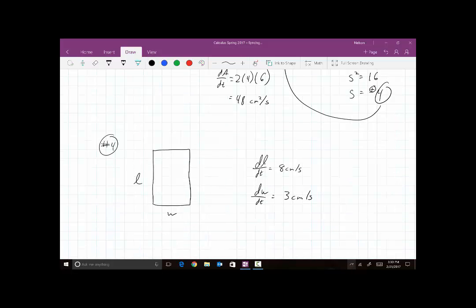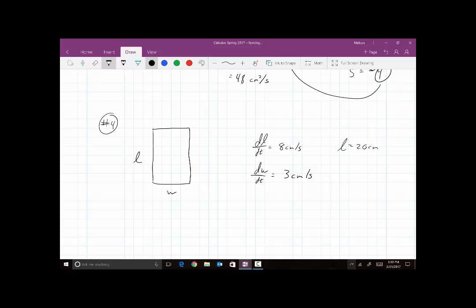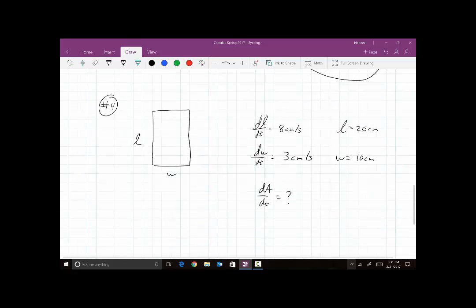Okay, and then what does it say? It tells us that when the length is 20 and the width is 10 centimeters. It says how fast is the area of the rectangle increasing? So how fast is dA/dt changing? So what is dA/dt?